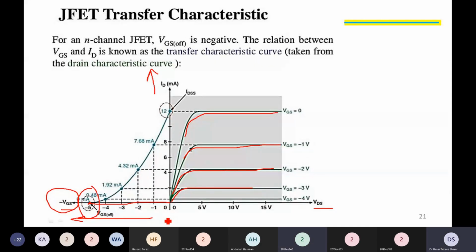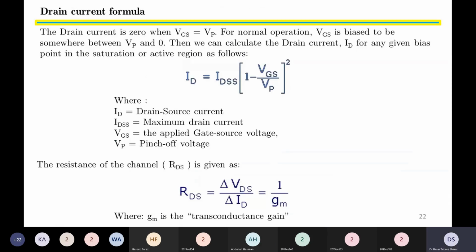Okay, so now we will come to the next slide. On the next slide shows the drain current formula. This is our general formula. Just like in the BJT case, we discussed IC is equal to beta times IB. In FET, we have the drain current formula. The drain current is 0 when VGS is equal to VP. VP is a pinch off voltage.